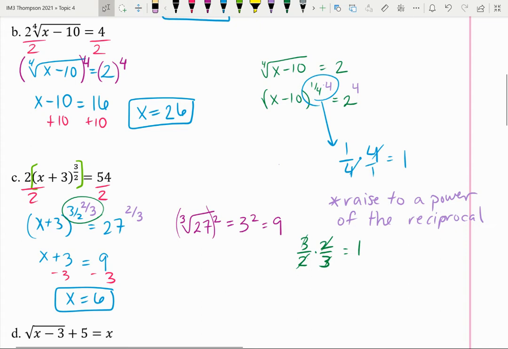So the first step that I did, just to recap, was to isolate whatever's to the fractional exponent, dividing by 2. Then I had to raise it to another power. So I had to the power of 3/2. I took the reciprocal and raised it to a new power on both sides. Well, 3/2 times 2/3 is just 1. And I used some prior knowledge to raise 27 to the 2/3 power. We reviewed that in 4.1. And then finish solving. Questions that I can answer on problem C? We're going to see more of it.